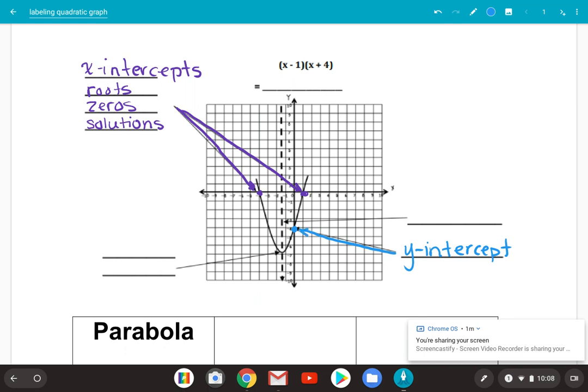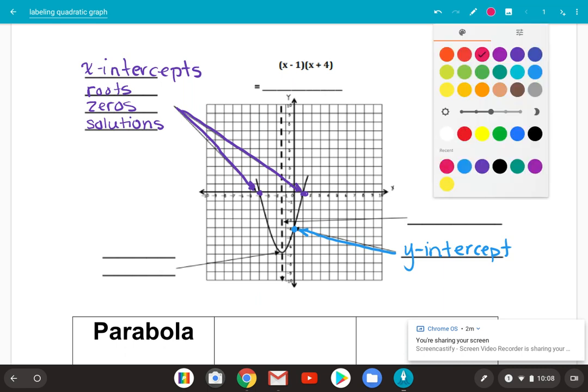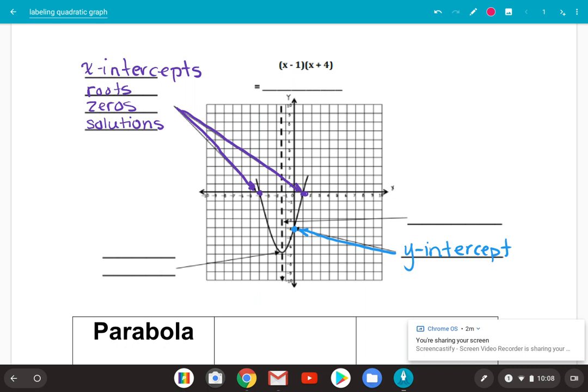Now, we have 2 other things. One, you should remember from what you did last week. This point right here at the bottom would also be at the top of the graph. This is going to be called our vertex. And if you remember in absolute values, we also talked about vertex. It's that pointy part. But in quadratics, it's more of a U.